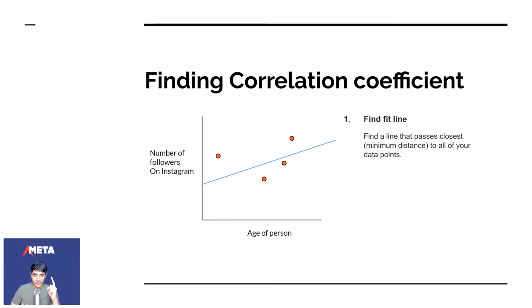So how do you do it? Step 1, find the fit line. You find a line that passes closest, at minimum distance, to all of your data points. And again, we're showing you this visually so that you can register in your head how this is working, rather than you sitting and doing the math.